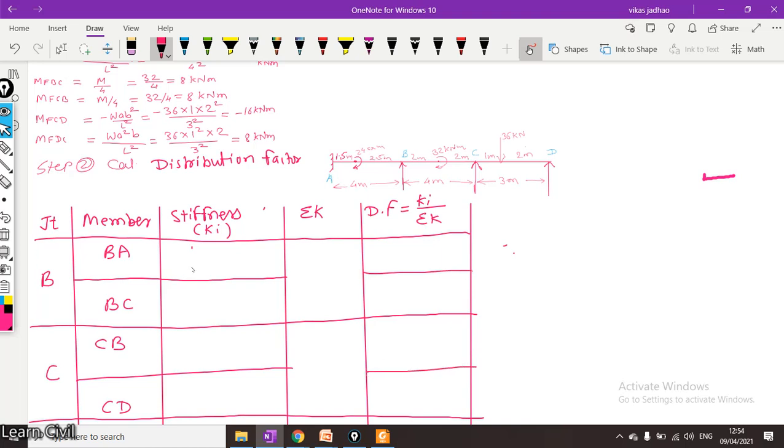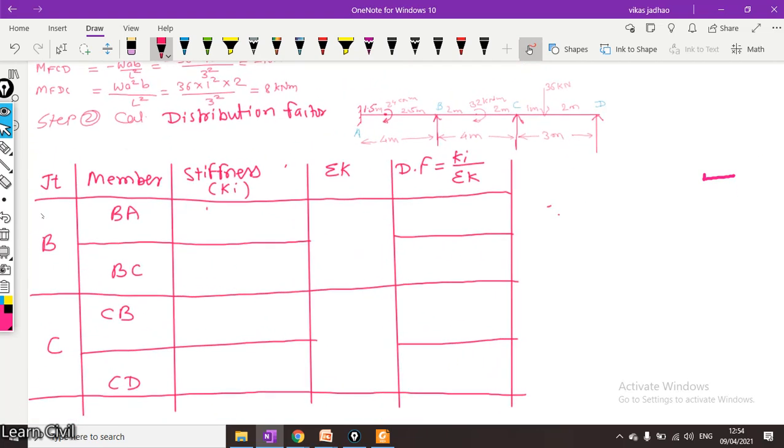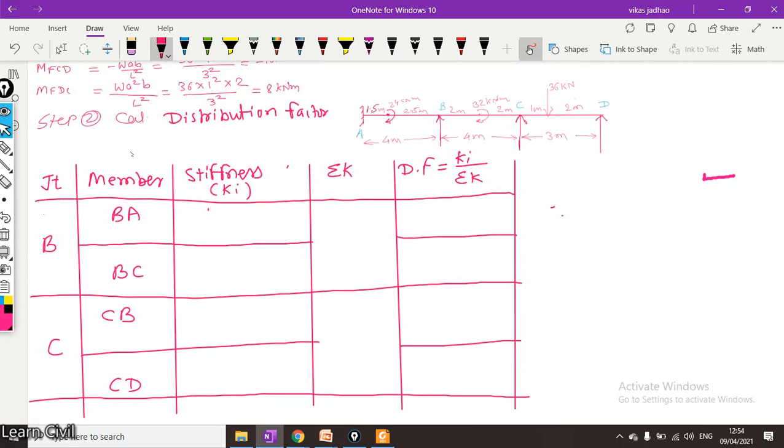Okay, so now to calculate the stiffness and the distribution factor. For BA, the stiffness will be 4EI upon L. So this is equal to 4EI divided by the span. Here the span is 4 meters, so this stiffness will be equal to EI.